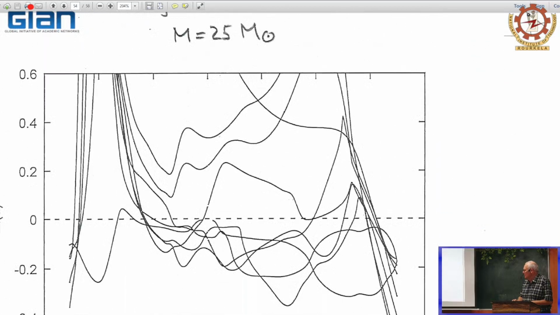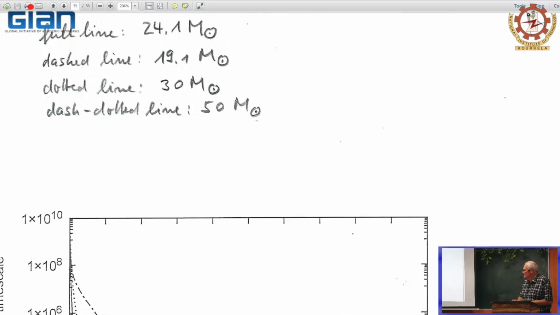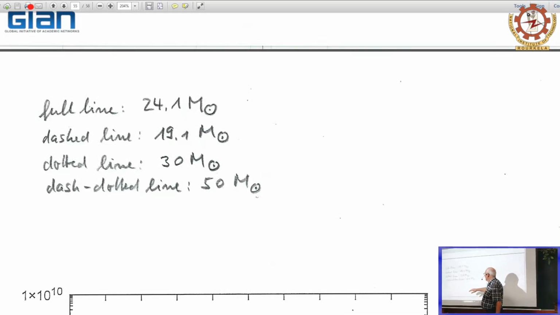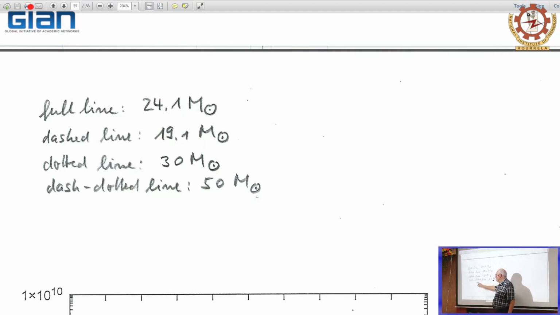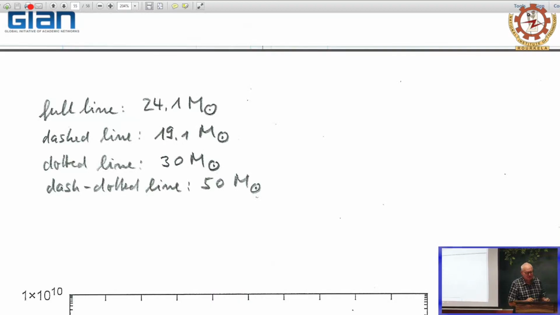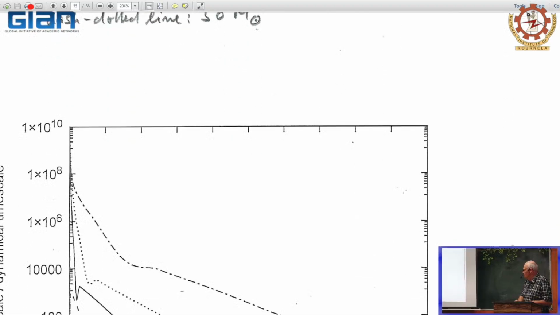Well, first of all, let's consider the density structure. So in the following, all these diagrams will show some models. The 50 solar mass model will be denoted with a dash-dotted line. The 30 solar mass model will be denoted with a dotted line. The dashed line is the lowest mass of 19.1 solar masses, and the full line corresponds to the object with 24.1 solar masses, which is appropriate according to the observers for Rho Cas himself.